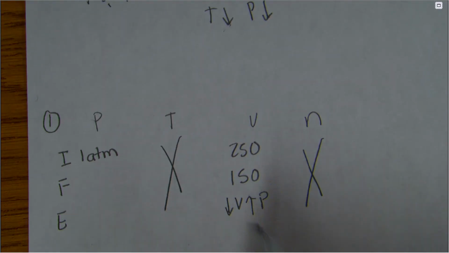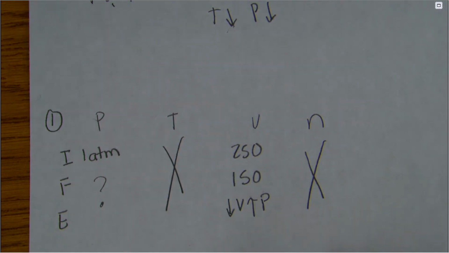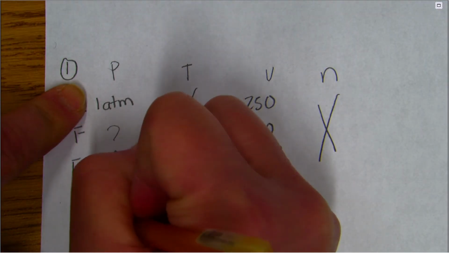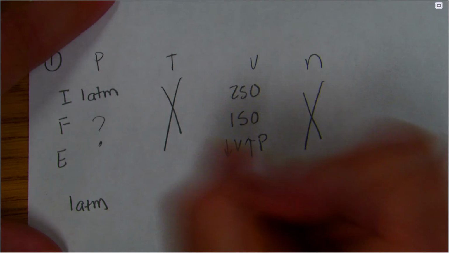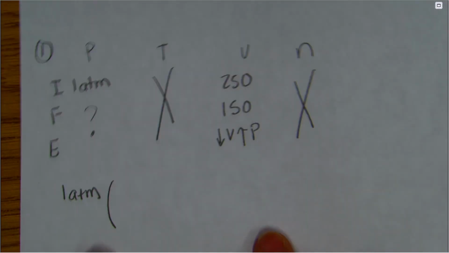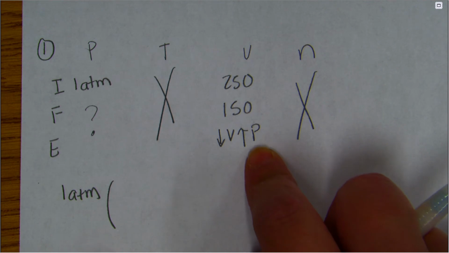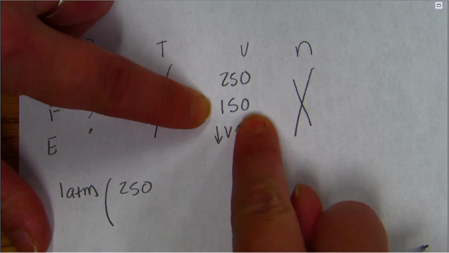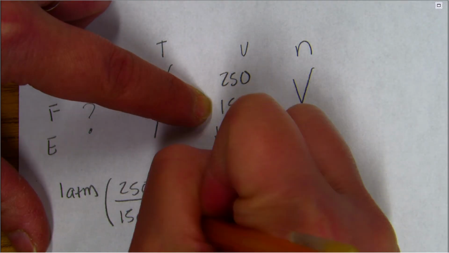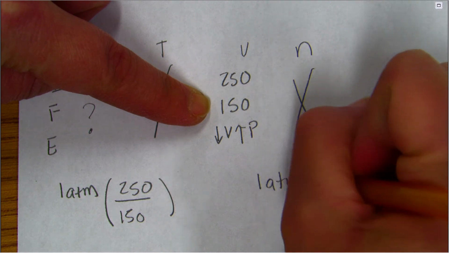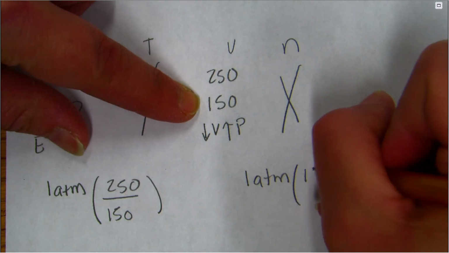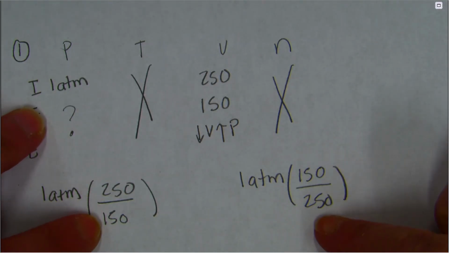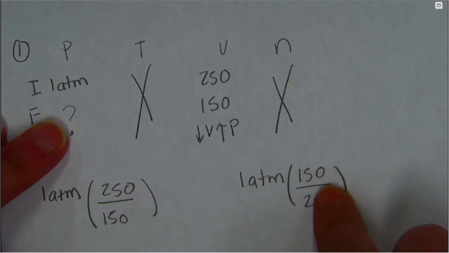So here's how I'm going to set this up. This is what I want right here. I'm going to take my 1 atmosphere, and I'm going to set it up as a ratio, essentially. If I want my pressure to go up, I have 2 options. I can put 250 on top and 150 on bottom, or I can put 150 on top and 250 on bottom. So essentially this is a ratio, and we know that ratios can have reciprocals. We can just make the reciprocal.